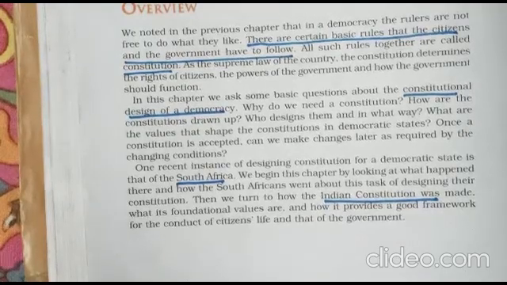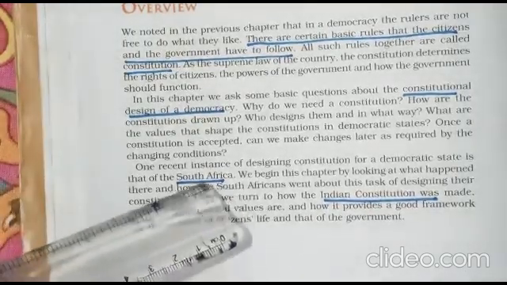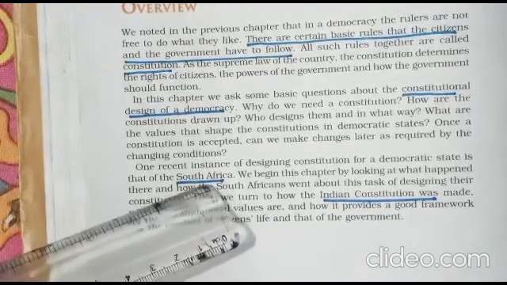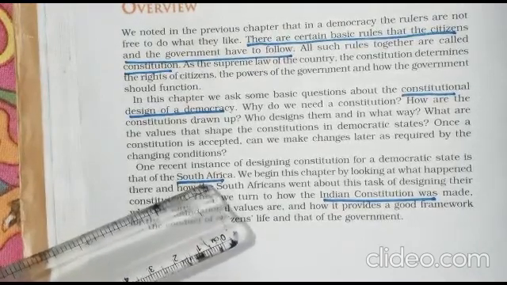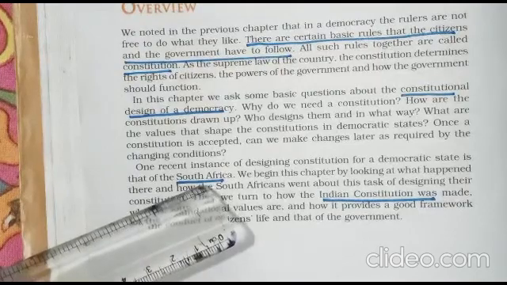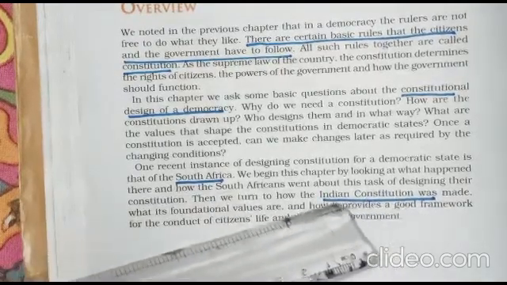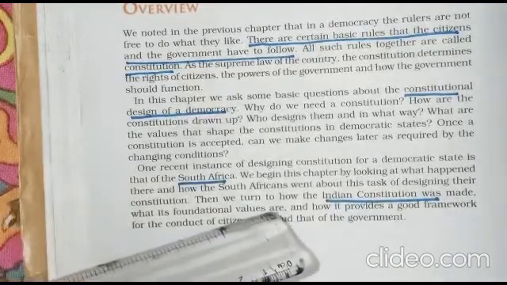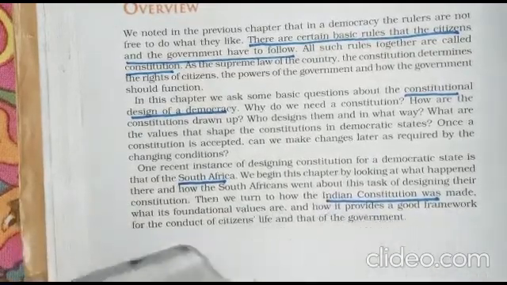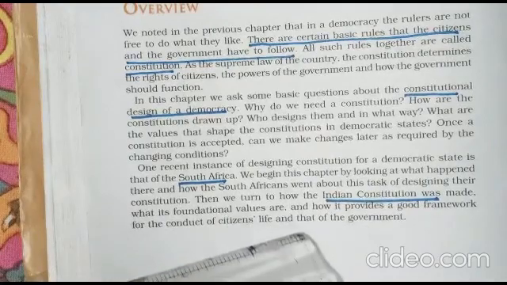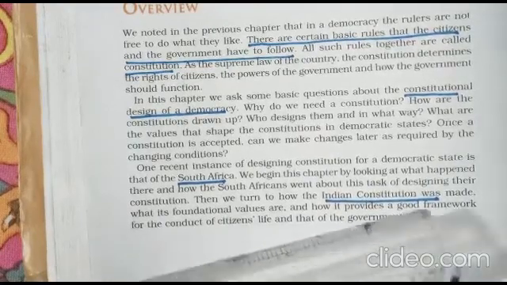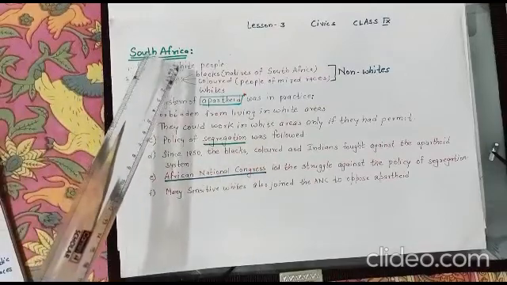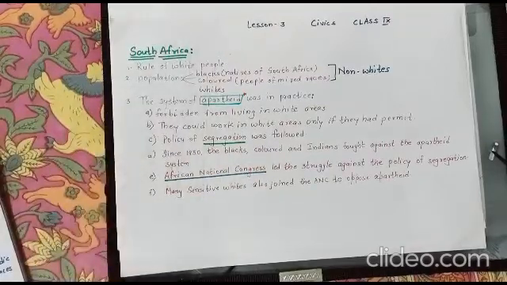And then at last, we will come across the case study of the Constitution of South Africa, that is, how the democratic constitution of South Africa was made. And then how the Indian constitution was made, what the foundational values are, and how it provides a good framework for the conduct of citizens' life and that of the government. So we start with the Constitution of South Africa.